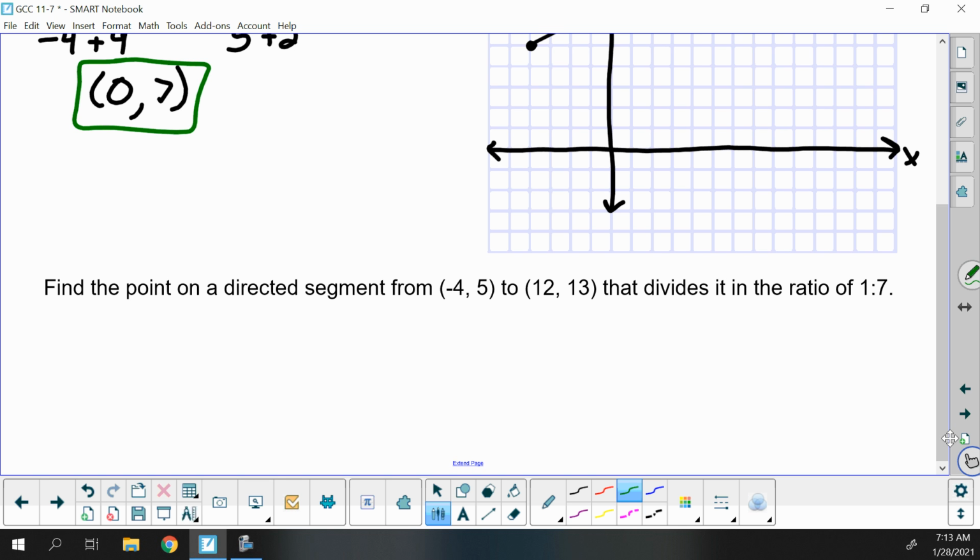So same directed line segment, now we want to divide it into a ratio of 1 to 7. So this means from the -4, 5, we want to have 1 part out of how many total parts? Well, left of our point will be 1 part, right of our point will be 7 parts, so that's 8 total parts. So we're going to do a similar thing to above, but we're just doing it with 1/8. So we'll still have right 16 and up 8. We're just now going to multiply those each by 1/8.